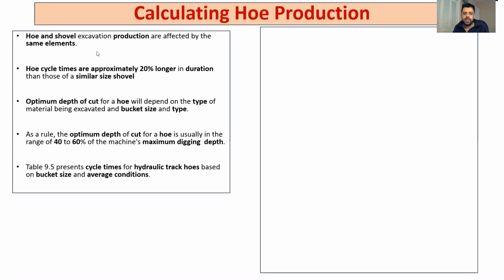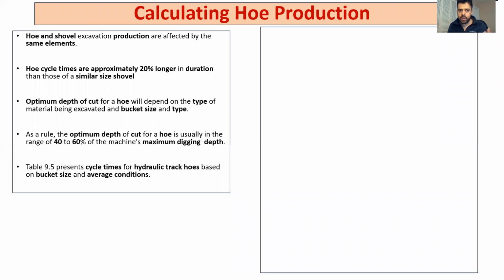But as a rule of thumb, the optimum depth of cut for a hoe ranges between 40 to 60% of the machine's maximum digging depth. So for each machine, for different types of soil and different types of buckets, you could tell the maximum digging depth. What is the maximum depth it can reach? Between 40 to 60% of the maximum depth is what you call optimum depth. It means at that depth, you can have high productivity.